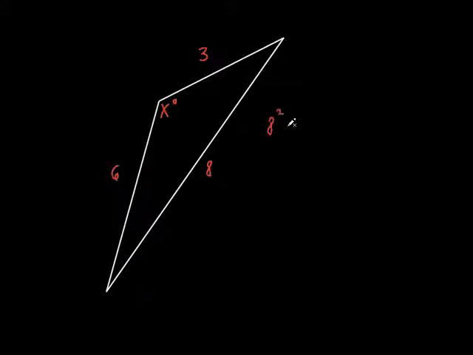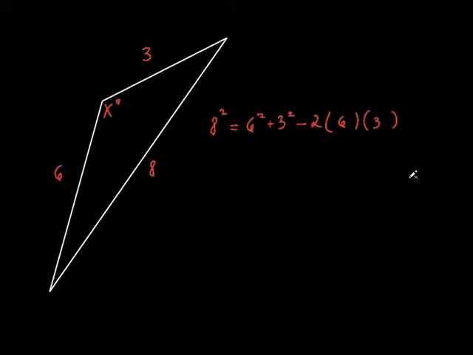So it's going to be 8 squared equals, or c squared equals a squared plus b squared, right? So that's the other two sides. So I've got 6 squared plus 3 squared minus 2 times ab, which are those two sides right there, 6 and 3, times the cosine. Let me scooch this over. Times the cosine of what? Of x. We make it a big X because it's an angle, okay?